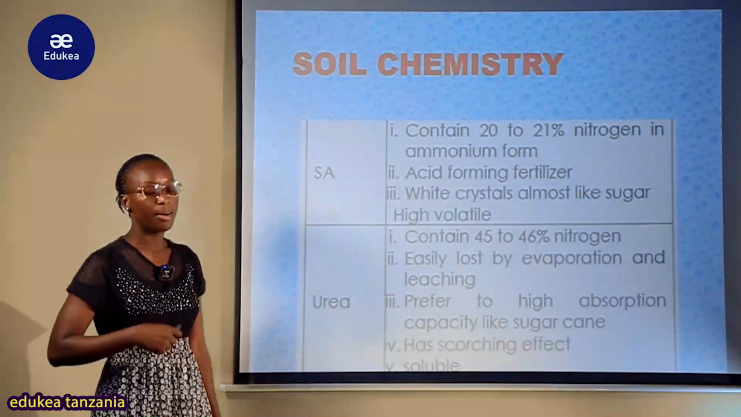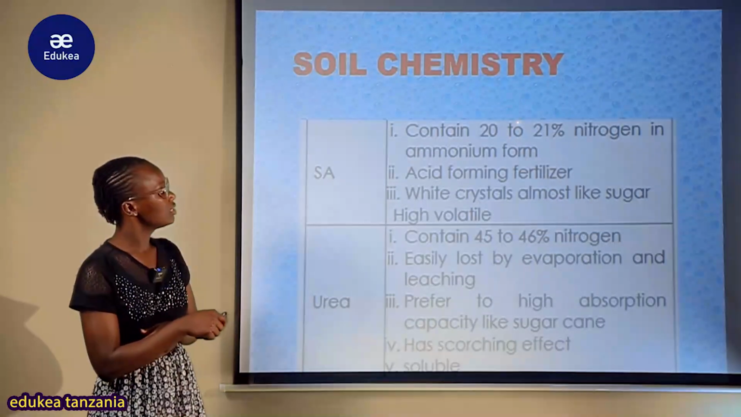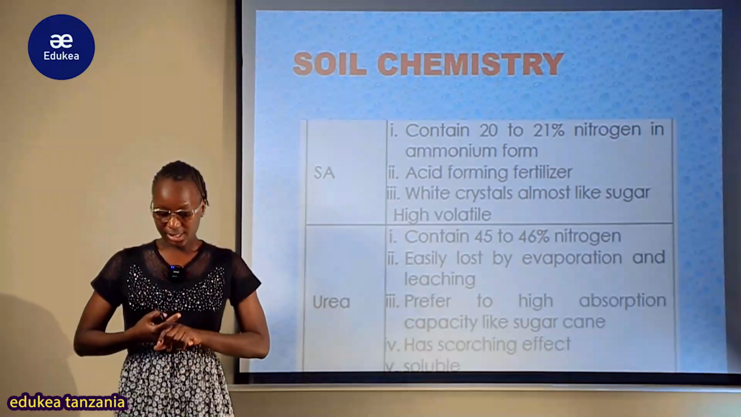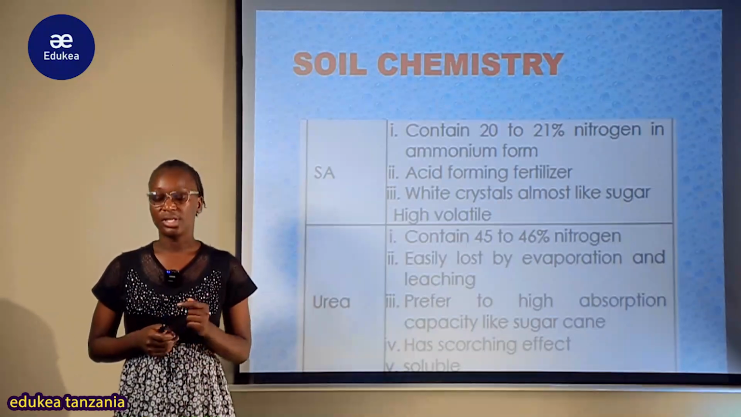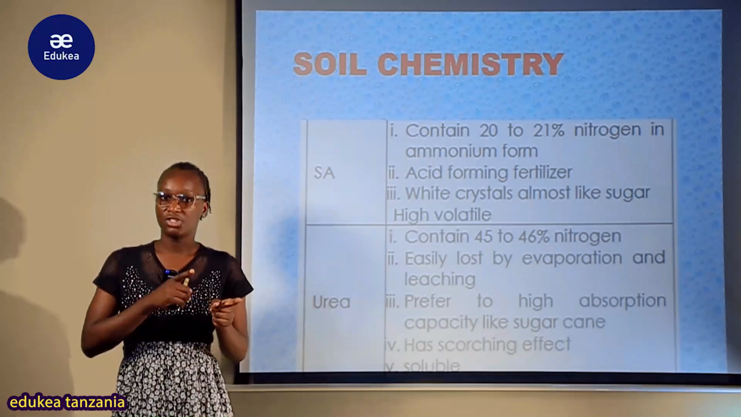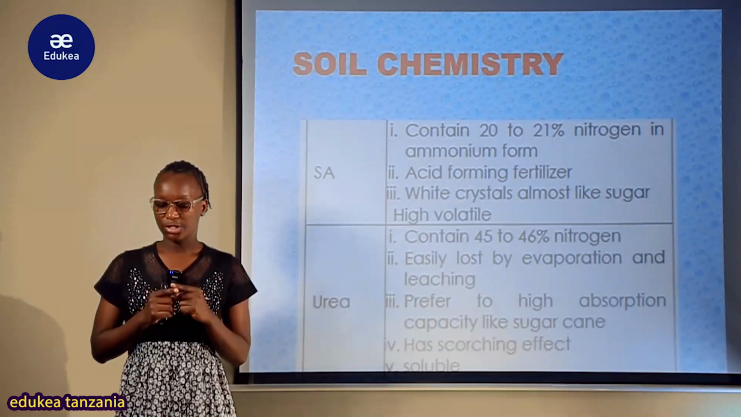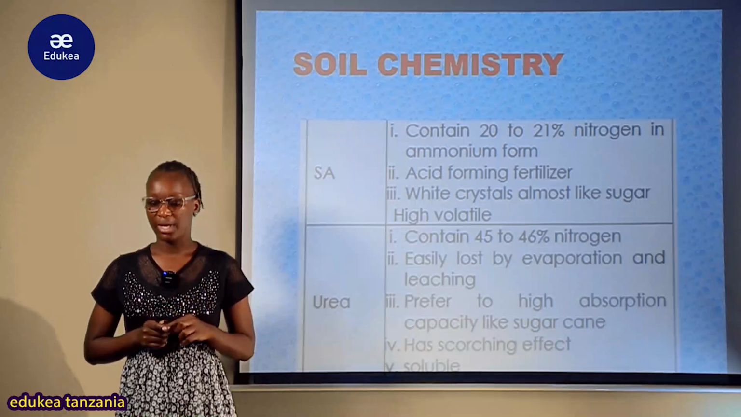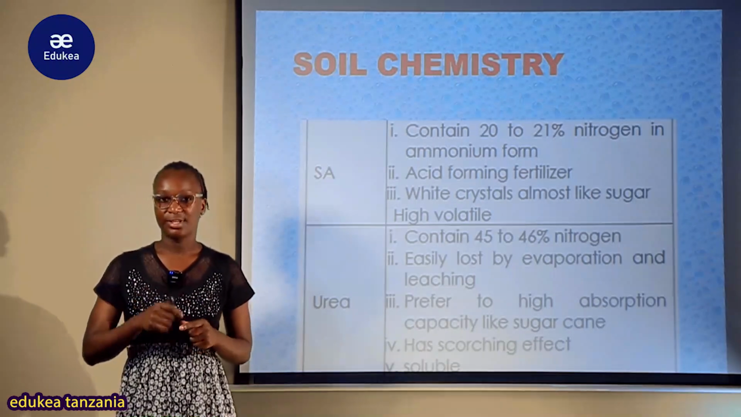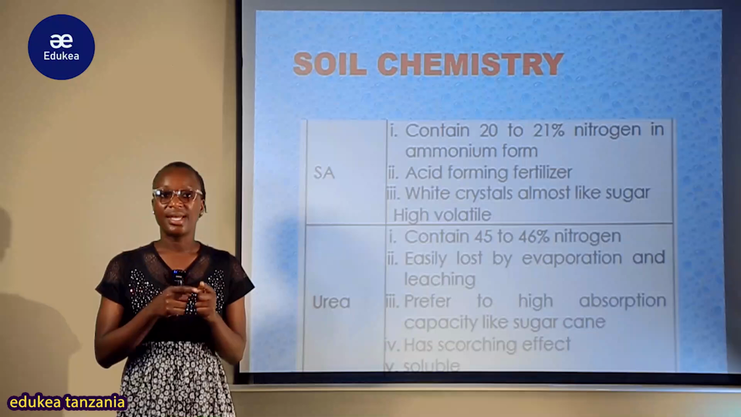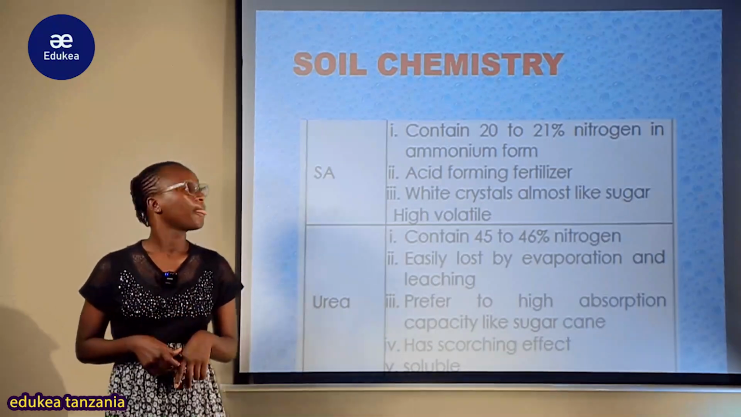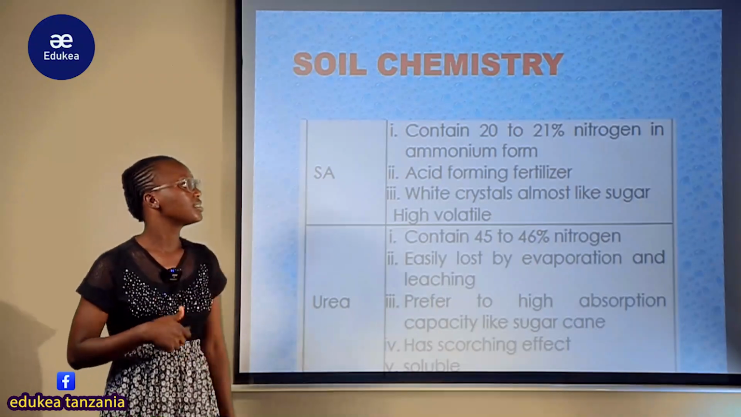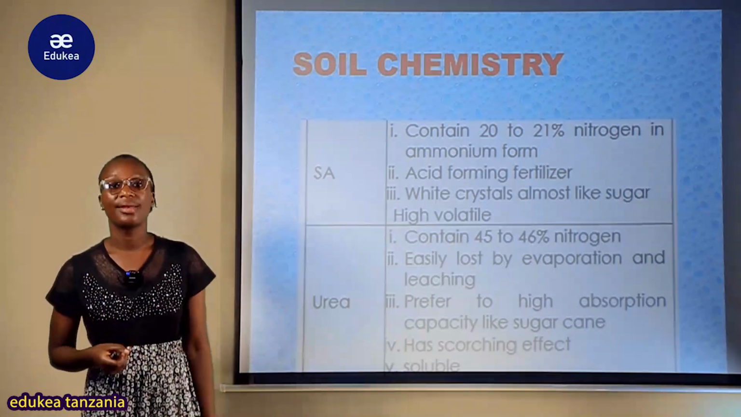So the sulfate of ammonium yenyewe imecontain 20 to 21% nitrogen in the ammonium form, kwamba kiwango percentage composition yake ni 20 mpaka 21 ambayo ni ya nitrogen katika form of ammonia. Ammonia isingekuwa na hiyo percentage, but because of the presence of ammonium in this fertilizer ina contain 20 mpaka 21. But also it is an acid-forming fertilizer, kwamba ni mbolea ambayo yenyewe ni acidic in nature.